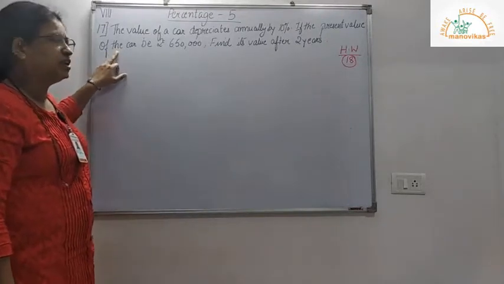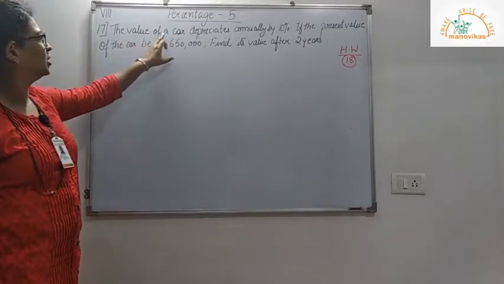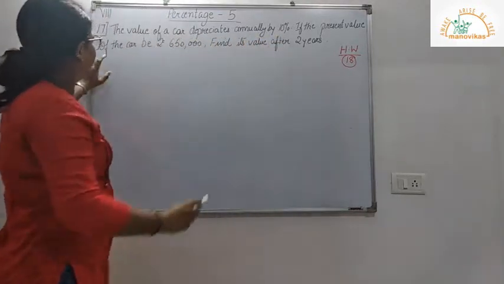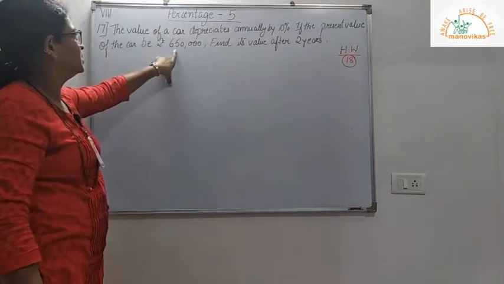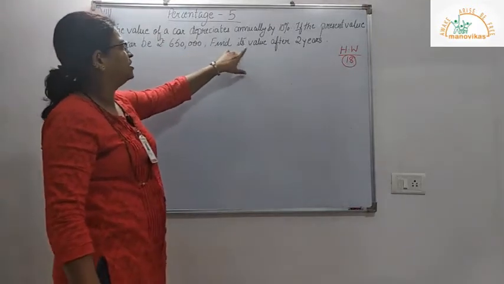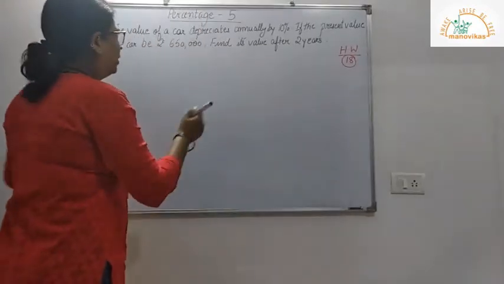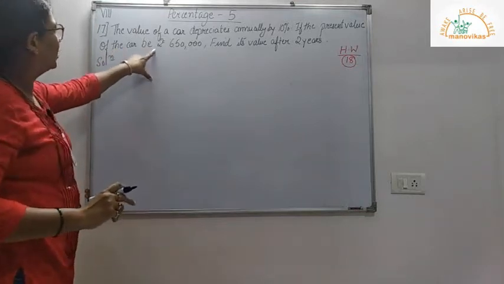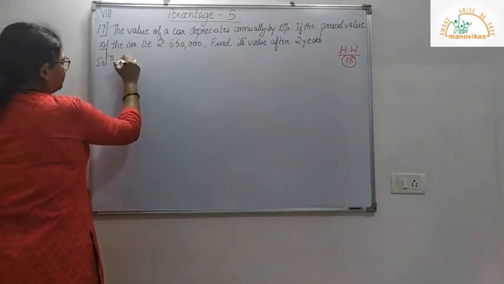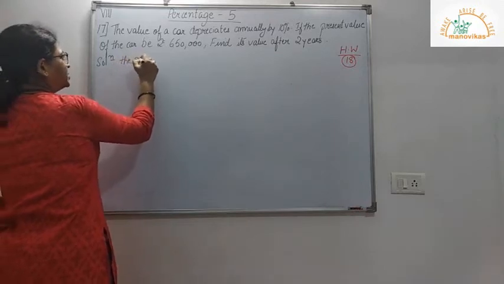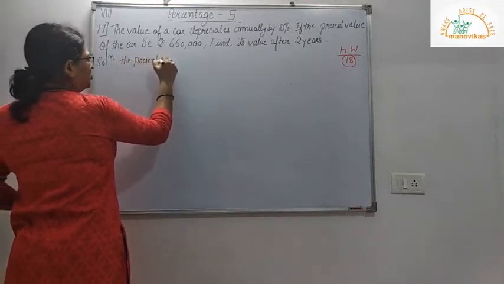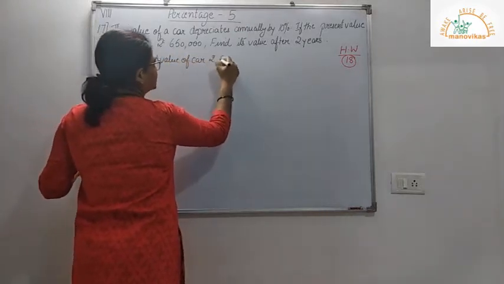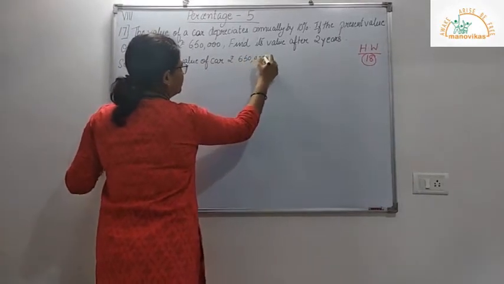We do the 17th sum. The value of a car depreciates annually by 10%. If the present value of the car be rupees 6,50,000, find its value after 2 years, right? So we start solving this problem. Now here, what is the present value given as? The present value of the car is rupees 6,50,000, right?